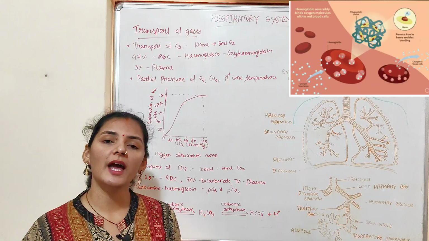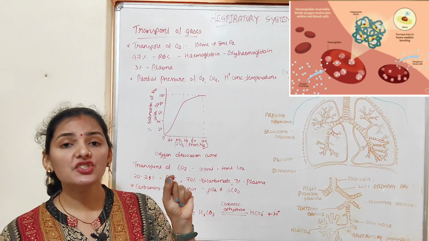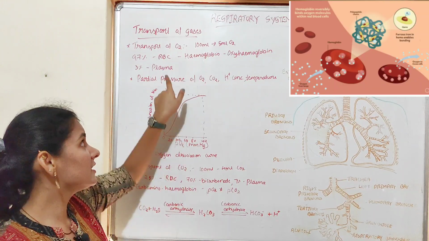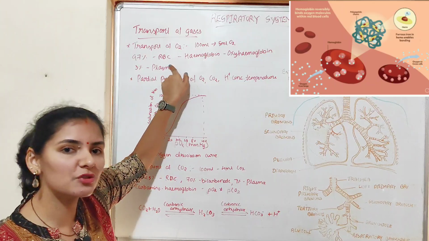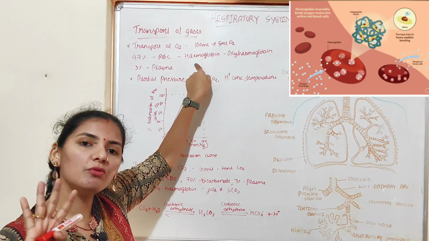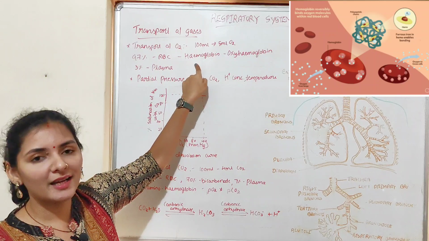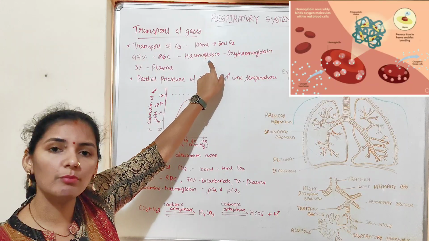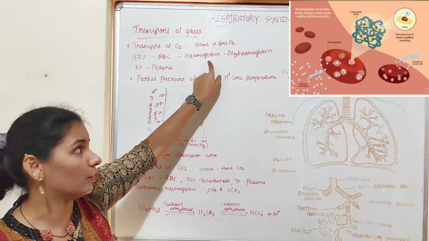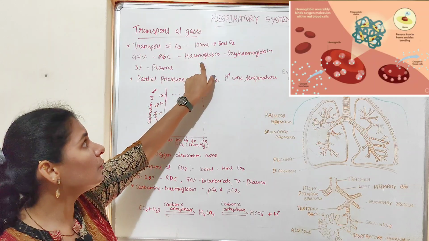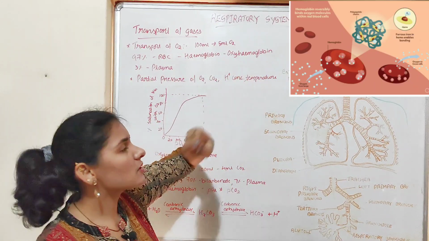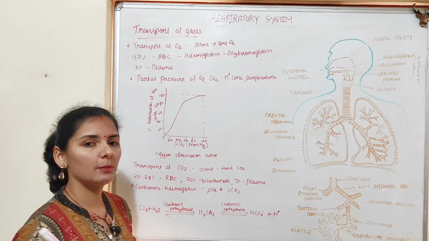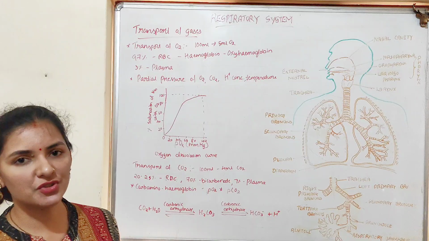Each of these hemoglobin has 4 iron atoms, and each iron atom has the ability to combine with one molecule of oxygen. So each hemoglobin can combine with a maximum of 4 oxygen molecules, and this combining of oxygen with the hemoglobin forms a compound known as oxyhemoglobin. So oxygen combines with the hemoglobin to form oxyhemoglobin, and that process is known as the oxygenation process.